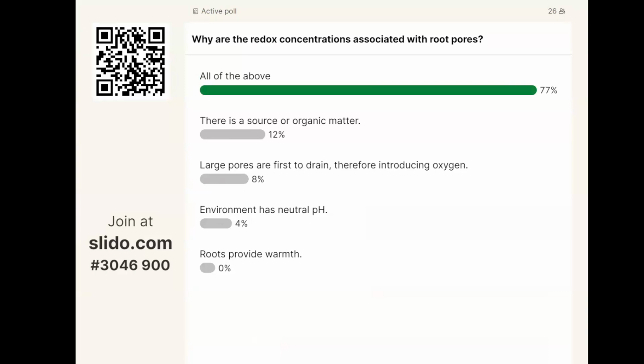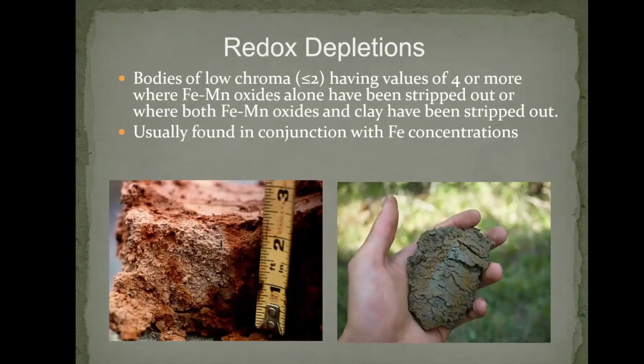It has a source of organic matter. It's the first to drain, where we're going to get oxygen reintroduced in that large pore, has the right pH, and has the right temperature. So, redox depletion. We talked about masses that we can have.